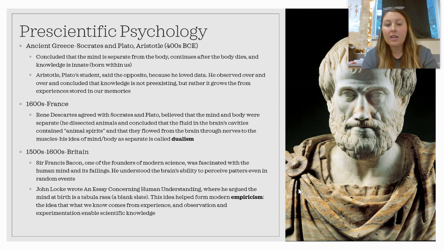John Locke, in the same kind of era, wrote An Essay Concerning Human Understanding. That's the title of it, where he argued that the mind at birth is a tabula rasa, or a blank slate. So this idea helped form modern empiricism. That's that word again, empiricism: the idea that what we know comes from experience and observation and experimentation enables scientific knowledge. So basically, what we have learned comes through experience. And so for us to learn things scientifically, we need to observe them. We can't just theorize. We have to actually test and observe them.